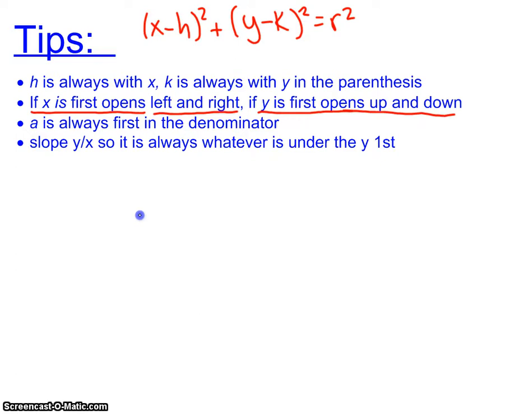So it depends on who is negative. If x is first, then it's x squared minus y squared, so it's going to open left and right. If it's y first, it'll be y squared minus x squared, then it'll open up and down. This one's different compared to that of an ellipse. A is always the first denominator, whether x is first or y is first. So A is that first denominator. And then we're going to use the slope, y over x, which comes from your A and B.